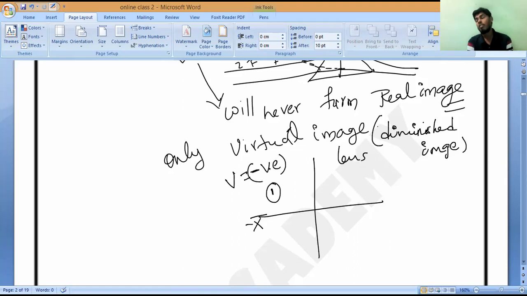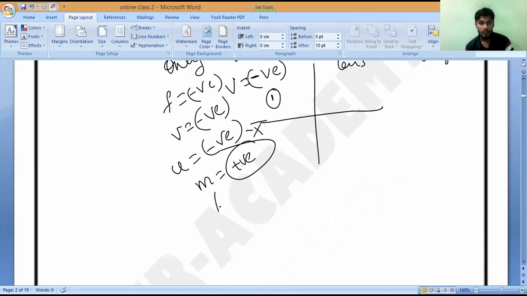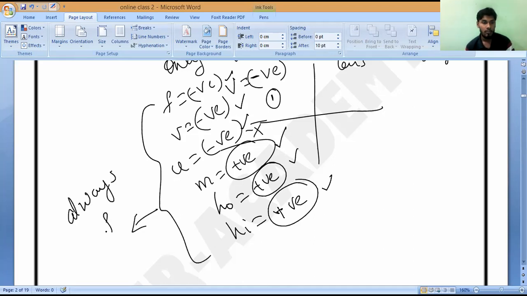Whenever you see a concave lens, our brain should say that f is negative, v is also negative, u is also negative, and only magnification is positive. Height of the object is also positive, and height of the image is also positive. This is what our brain needs to say when we are studying concave lens. Immediately the sign convention needs to be remembered. The sign convention is always fixed for concave lens, with no change.